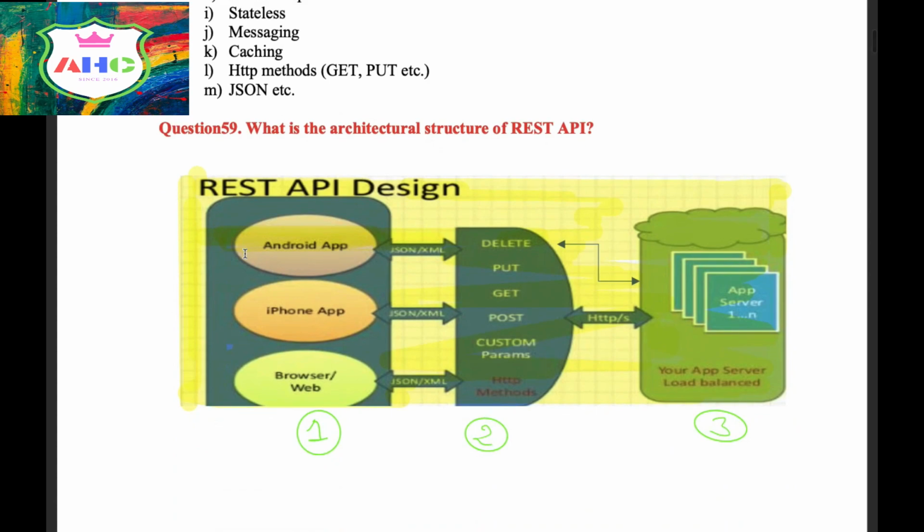Next question, what is the architectural structure of REST API? Friends, whenever someone asks this question to you, you just have to make this diagram. Here, in the first section, you can see that an Android application is there, an iPhone application is there, or any browser web application is there. And in this section, all HTTP methods are there. With the help of all these methods, you can create a request and send the request to the server, and the server gives you the response. So friends, this is the architectural structure of REST.